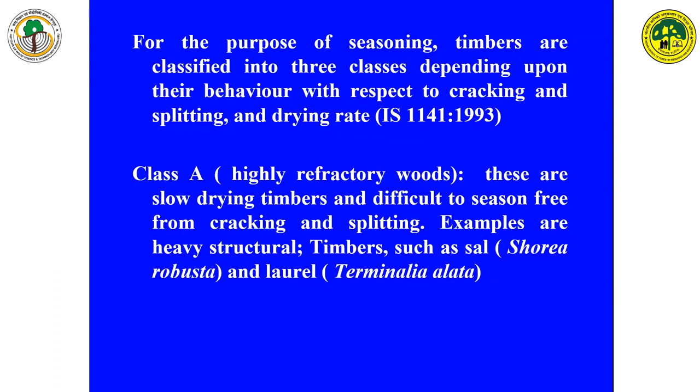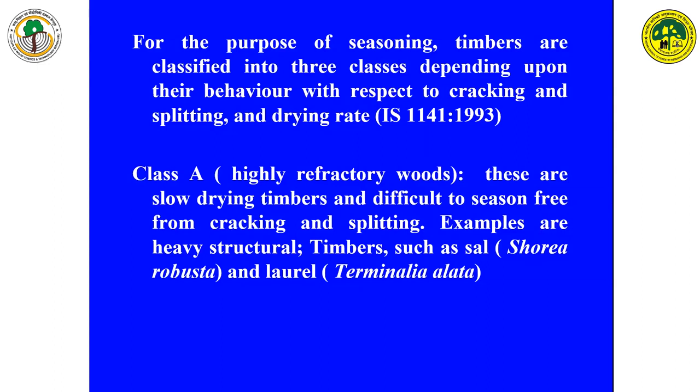So there are class A woods, which are highly refractory woods. Examples are Soria, Robusta, Laurel. Why are they highly refractory? Because their permeability is very poor. And what is permeability? It is the ease of movement of water through wood. Water moves through wood inside the capillaries present in the wood, just like capillaries, veins and arteries are present in our body. Wood is also a biological material, so fine capillaries are there.